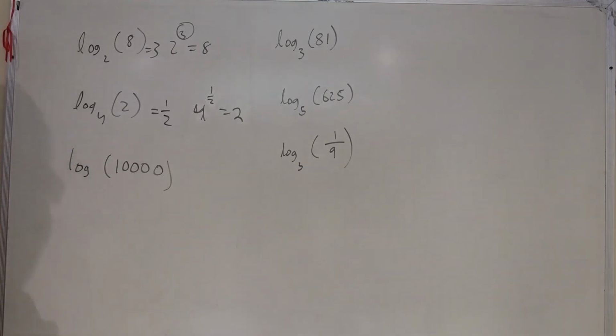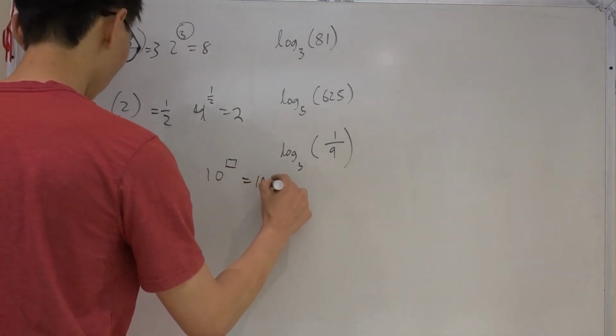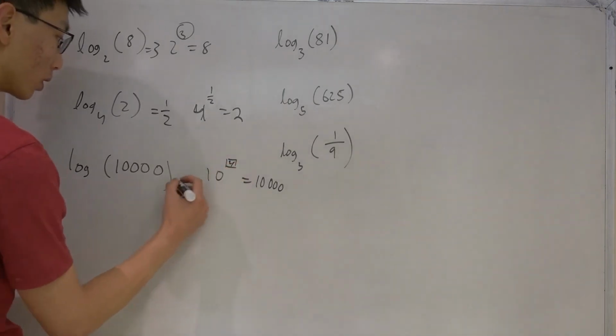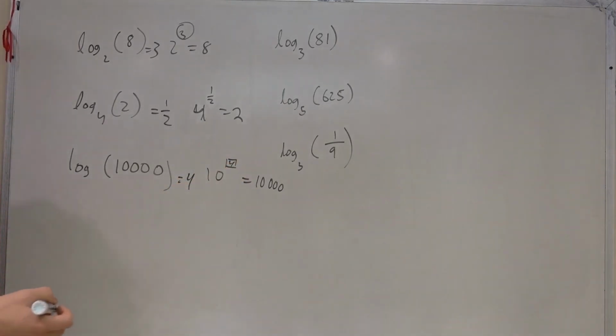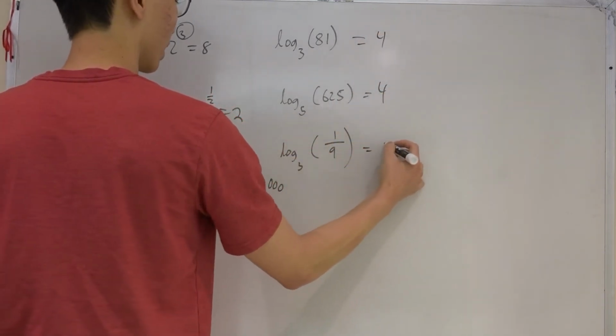That one's a little tricky. Here, remember log without any number at the bottom just indicates log base 10. So you're thinking about what number do I raise 10 to in order to get 10,000. Okay. And here it's 4. So the answer is 4. This one, I'm just going to go through them now. The answer is 4, the answer is 4, the answer is -2.